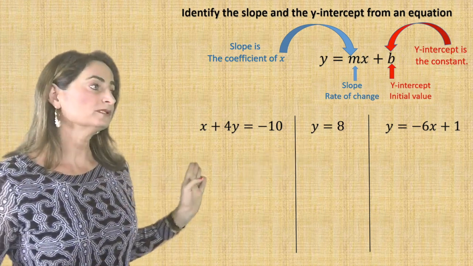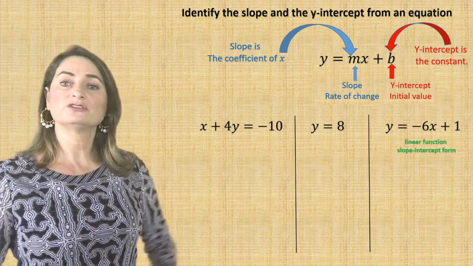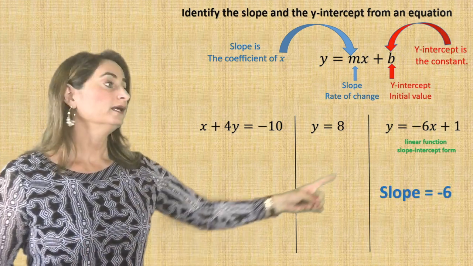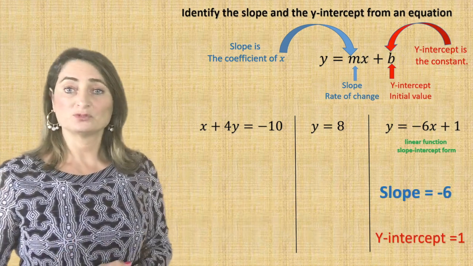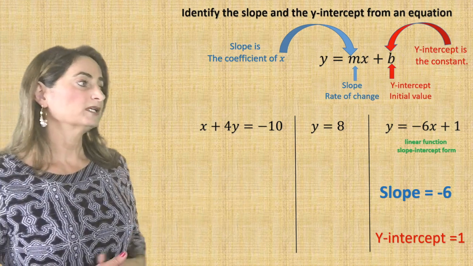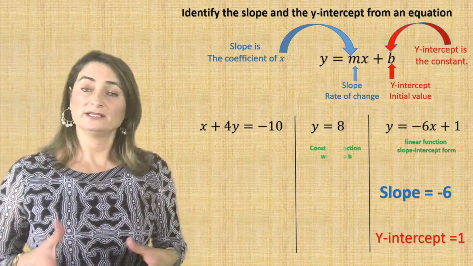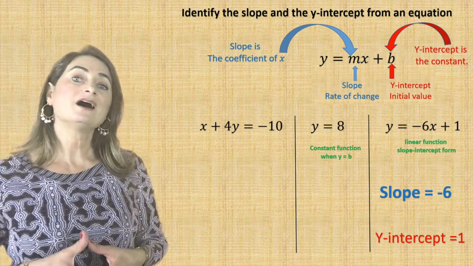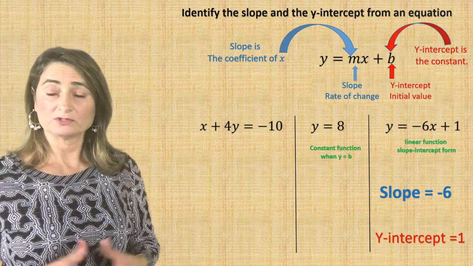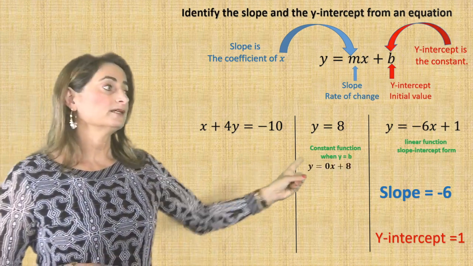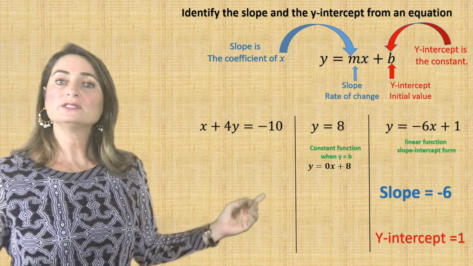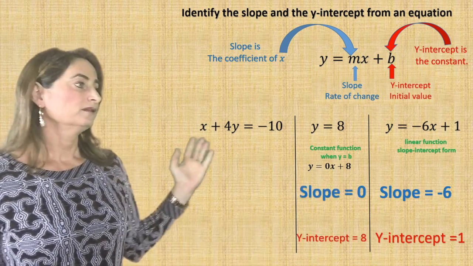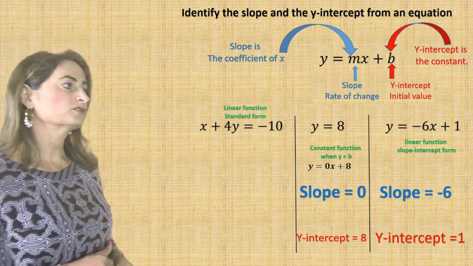So here are 3 examples. The first one is a linear function written in slope-intercept form. The coefficient is -6, and that's the slope, and the constant is 1, so the y-intercept is 1. Now the second one, y equals 8, that's a constant function. It is a function because it's y equals a number by itself. So they're only giving you the constant, which is 8, and that's the y-intercept. So where is the slope? I can write it as y equals 0x plus 8, where 0 is the slope, and the y-intercept is 8.